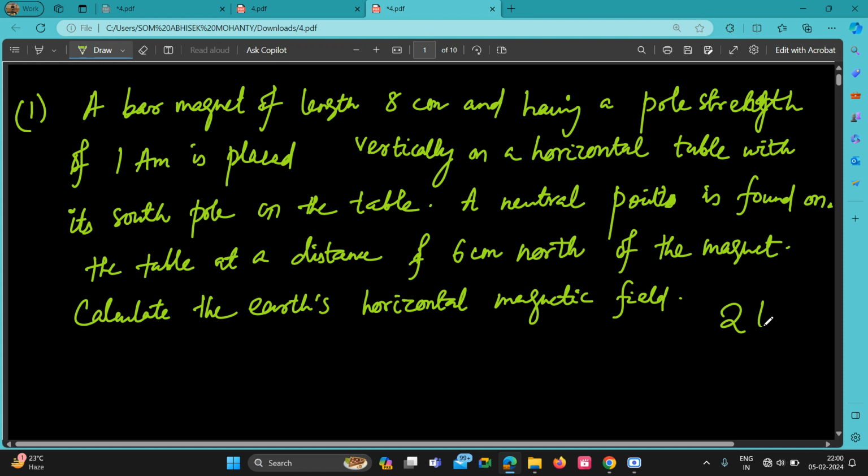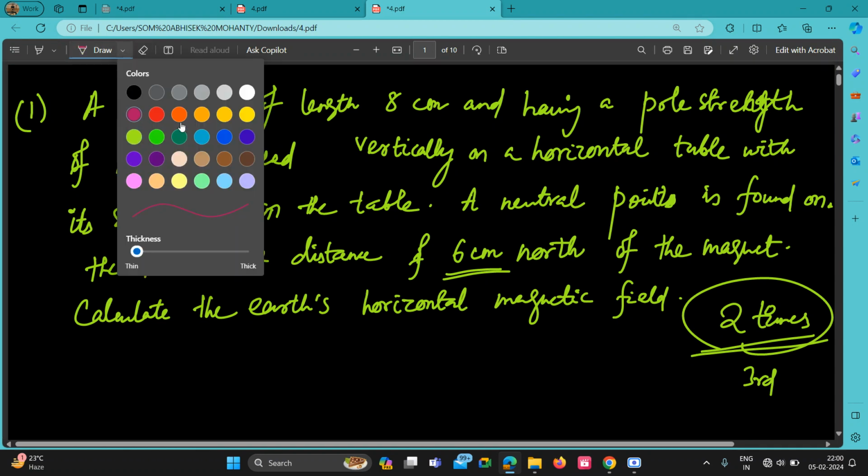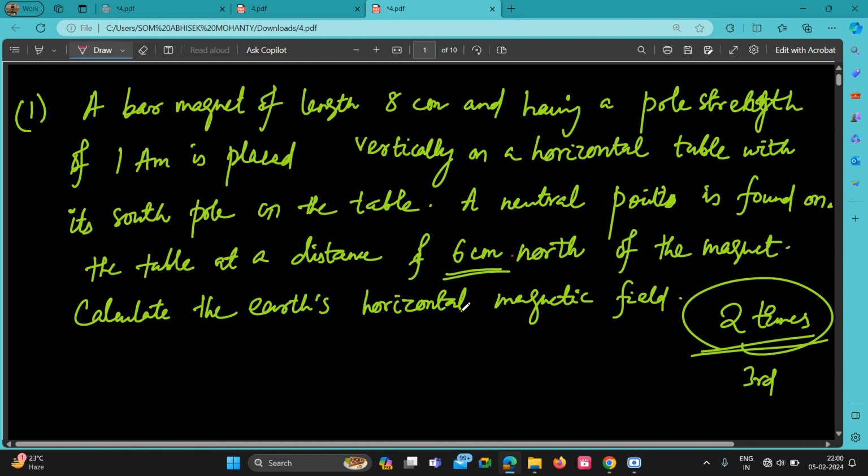Read the question 2 times. The third time only you start to write the data. But read it 2 times with full concentration. A bar magnet of length 8 centimeter having a pole strength 1 ampere meter is placed vertically on a horizontal table with its south pole on the table. The neutral point is found on the table at a distance of 6 centimeter north of the magnet. Calculate the Earth's horizontal magnetic field.